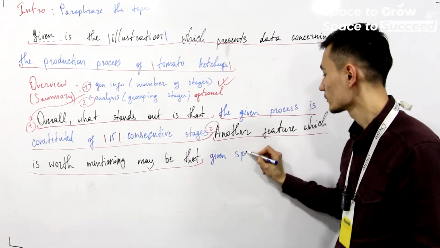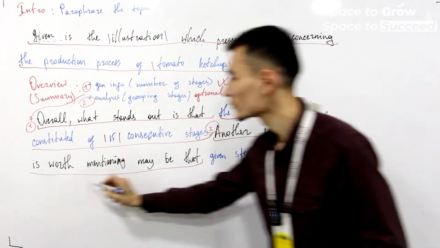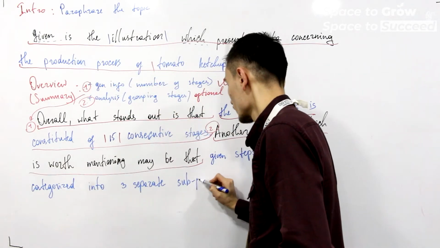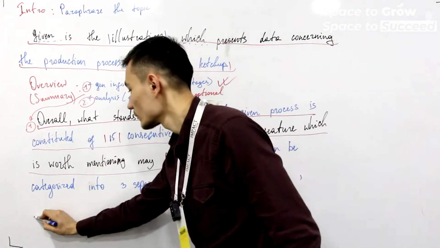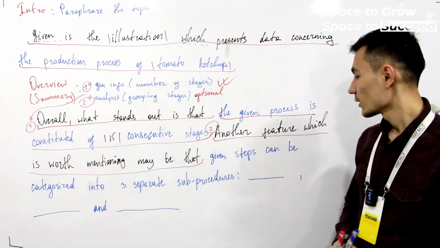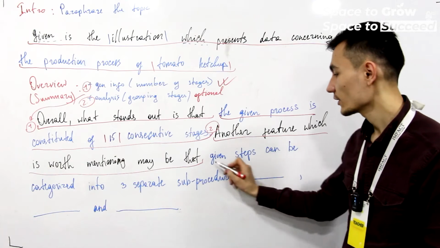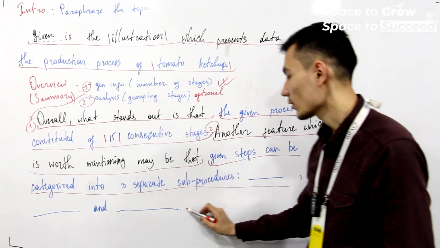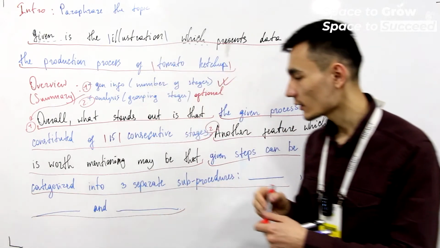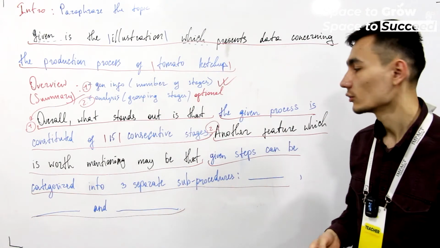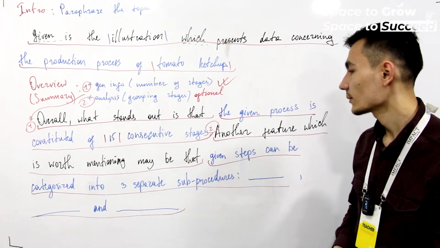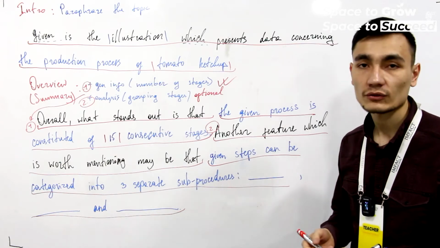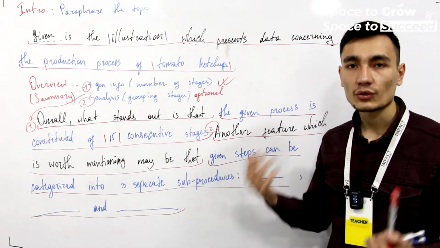So the structure is. And as you saw, I also give you a template here. If you are describing some kind of production of some sort of material or a product, the structure is quite good. As you see, we're saying the given steps can be categorized into 3 separate sub-procedures, and these are the names. So what you have to do, well, it's analysis and it's a creative process.